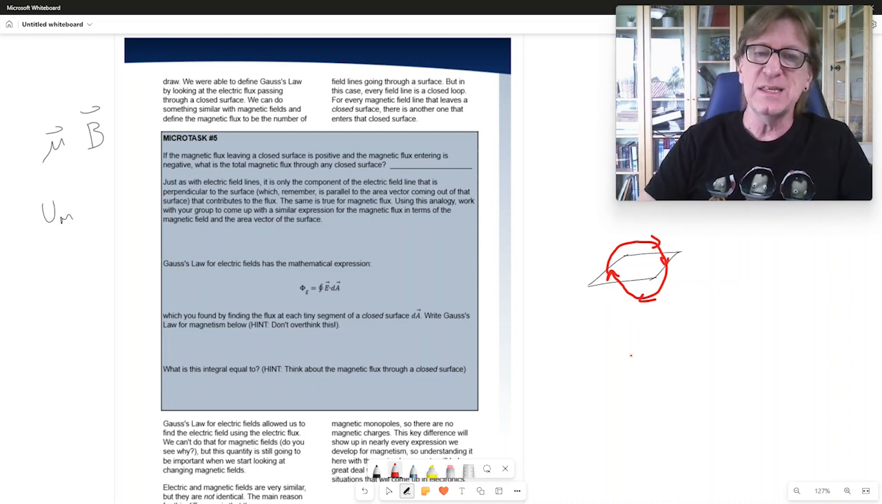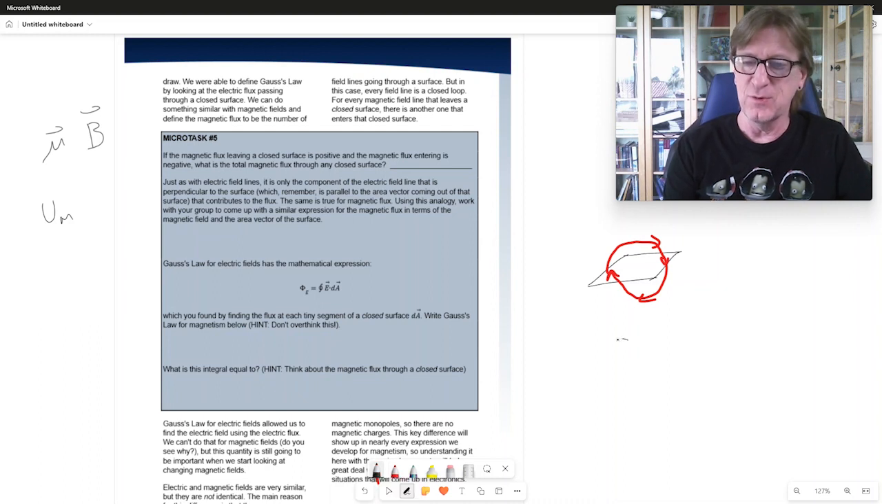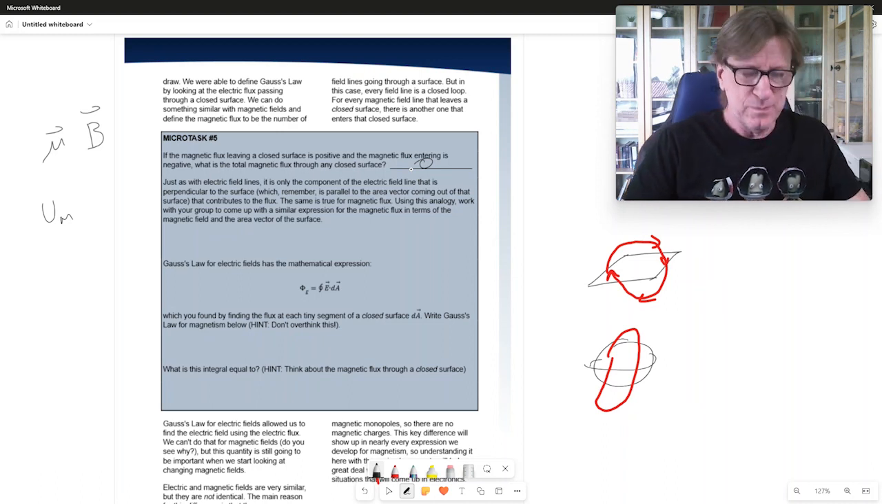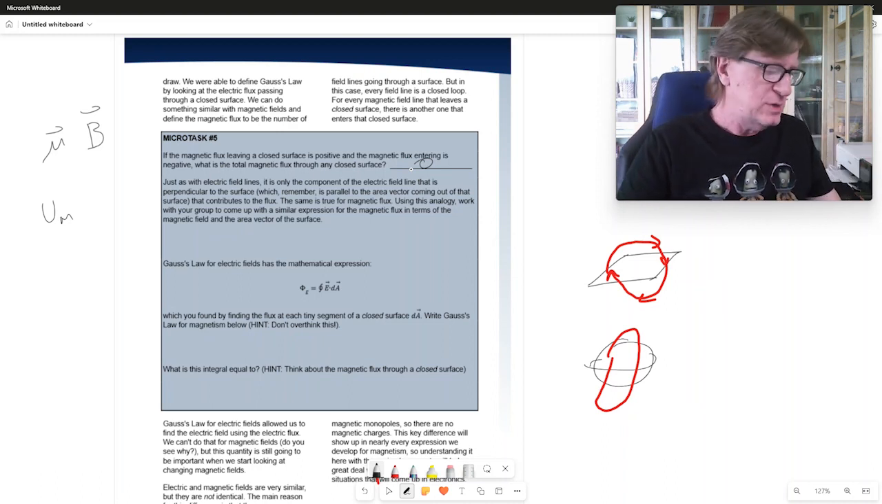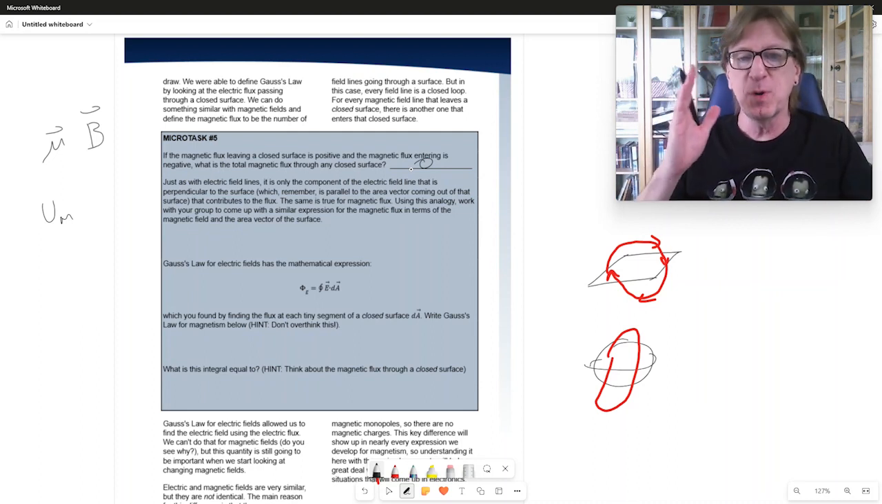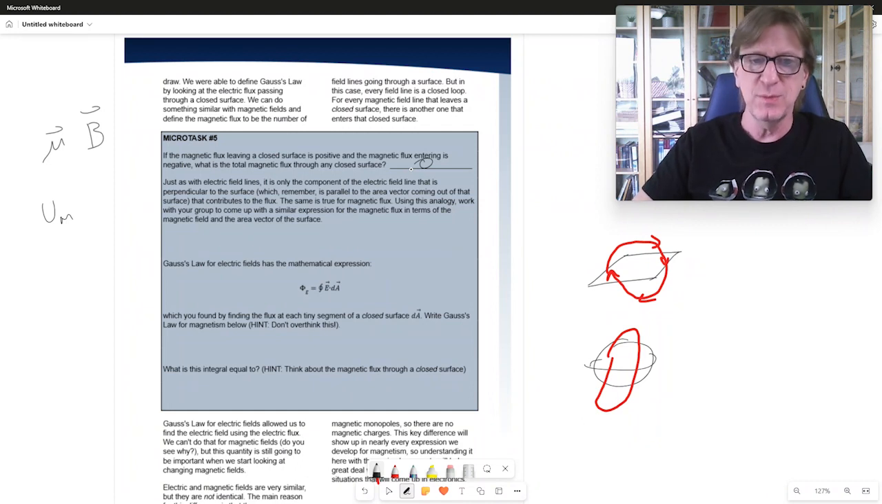So what is the total magnetic flux through any closed surface? Even if I were to draw a sphere or something like that, and my magnetic field lines penetrated that, I'm going to get the same result. Well, 0. Because I have the same number coming in as I do going out, the total must be 0. We talked about Gauss's law, and we said that only the perpendicular component contributed to the flux. Well, the same is also true for the magnetic flux.